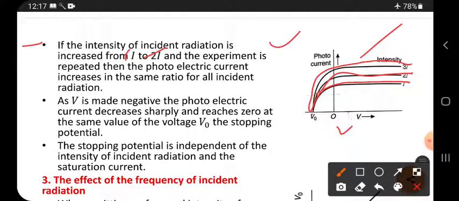The experiment is repeated. Then the photoelectric current increases in the same ratio for all the incident radiation. Same ratio means that as the intensity increases, the current also increases. That is the meaning of this.